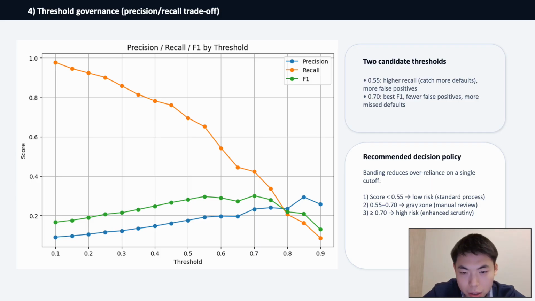Because of this, we do not recommend using one fixed cutoff only. Instead, we suggest a three-level approach: low risk, gray zone, and high risk. The gray zone cases should go to manual review. This is important because threshold setting is not just a technical choice, it's also a business and governance choice.